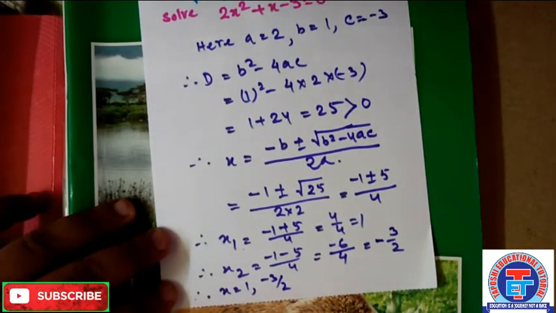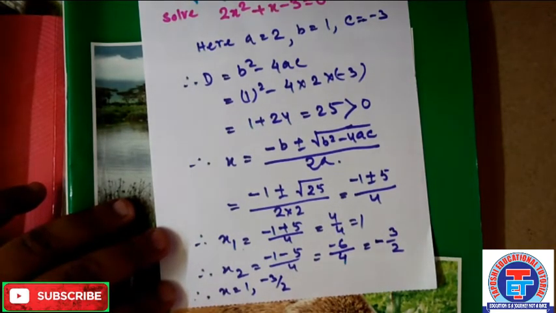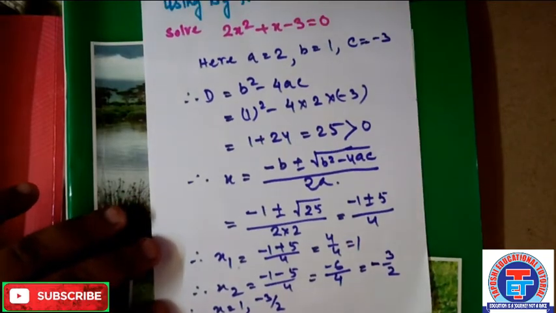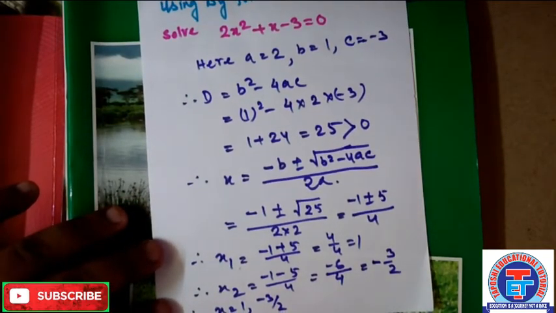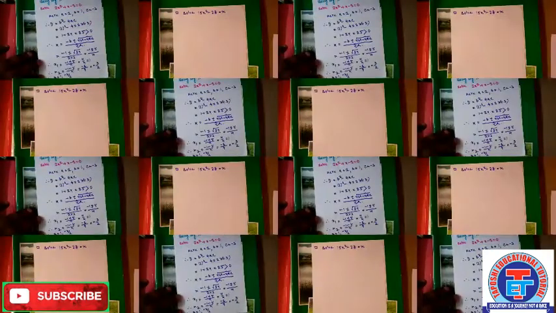We already learned from the table, okay, from the table that if the discriminant d greater than 0, then real and unequal. Okay, the nature of root real and unequal. I hope you understand this solution very well.